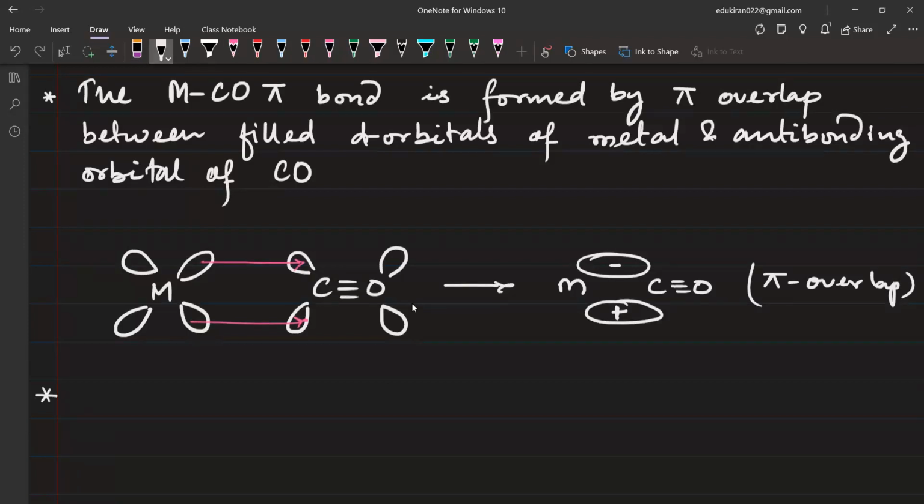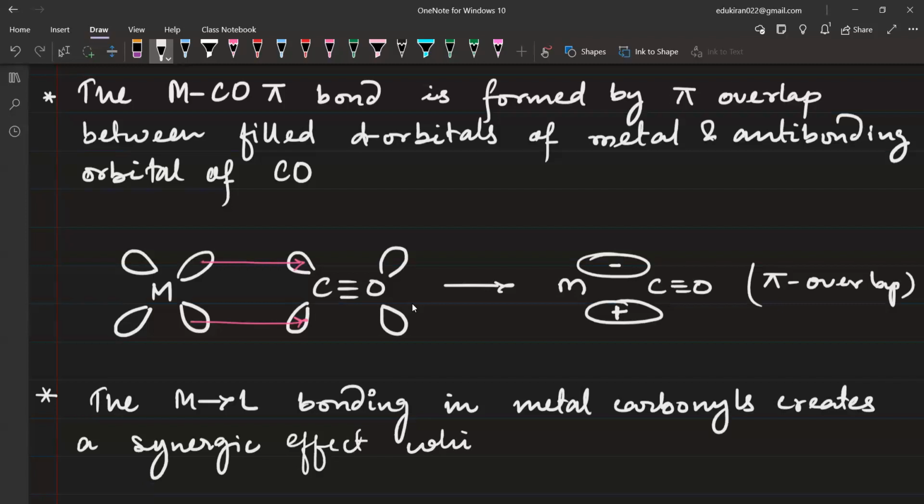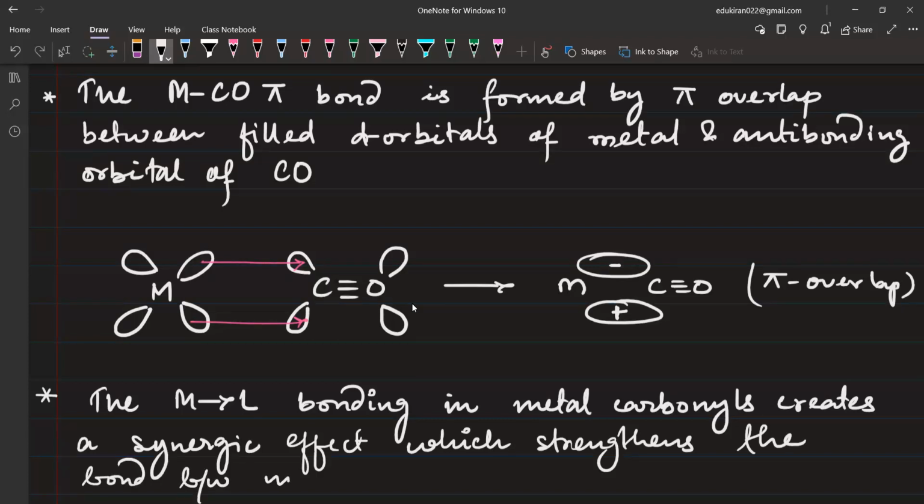You'll write the next point. The metal to ligand bonding in metal carbonyls creates a synergic effect which strengthens the bond between metal and carbonyl.